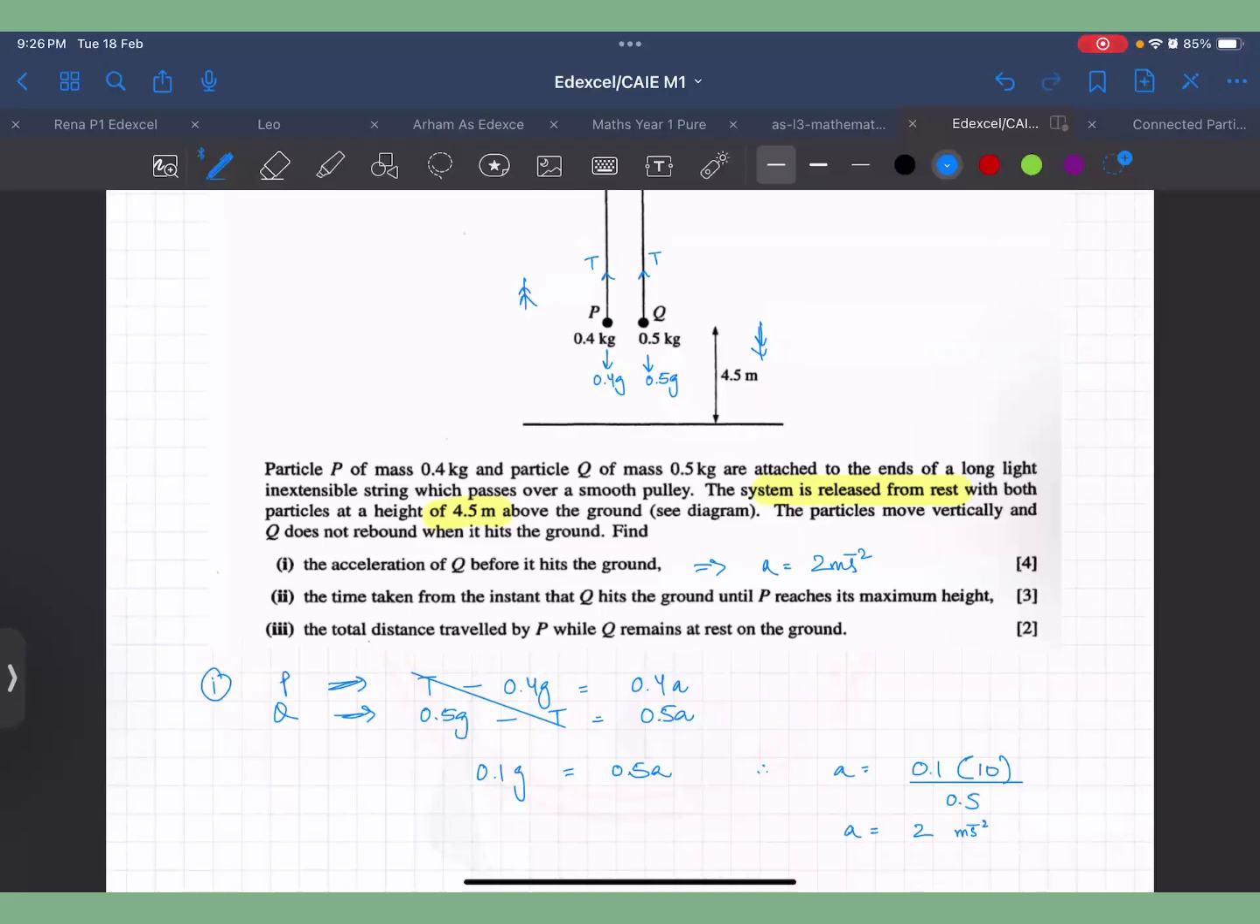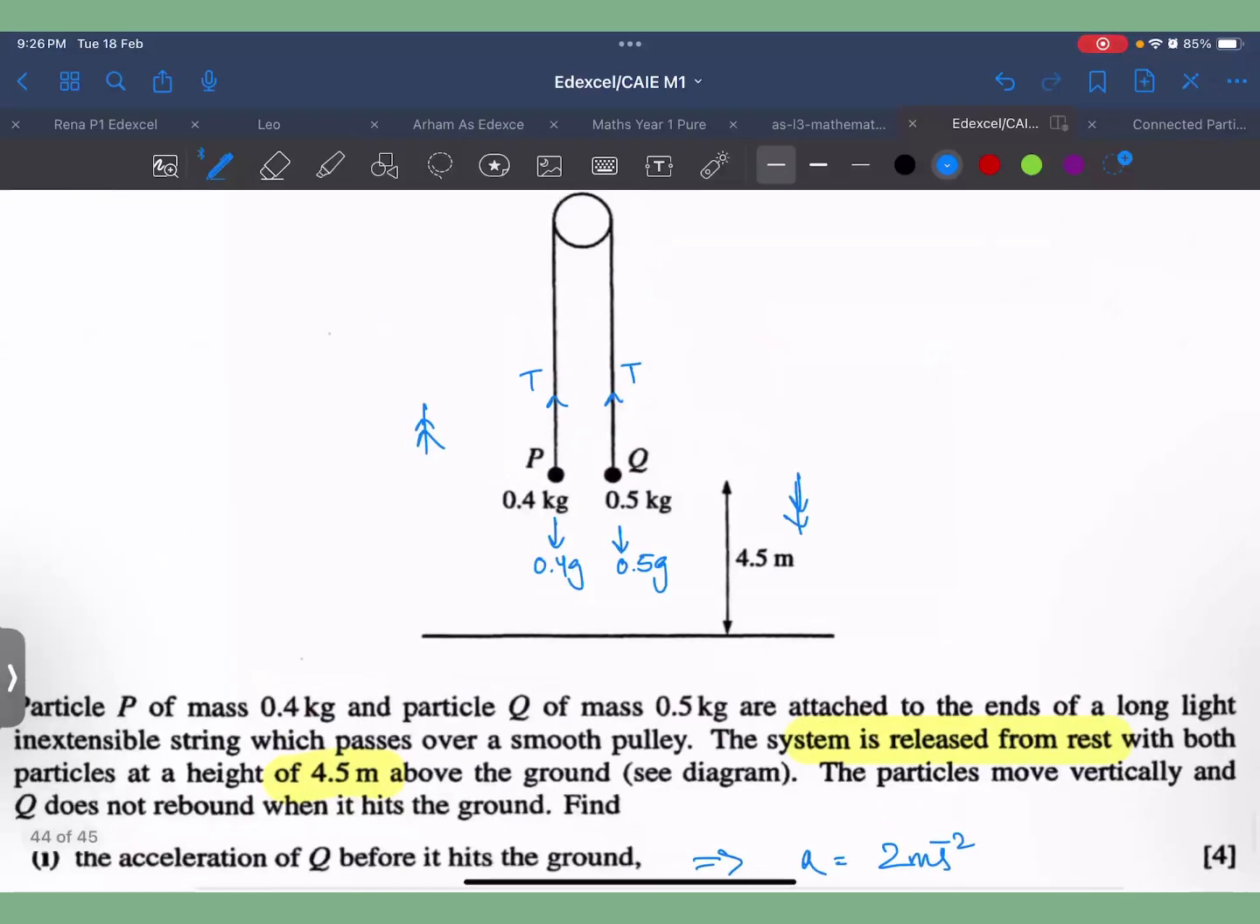The time taken from the instant that Q hits the ground until P reaches its maximum height. This is the same question which I gave you in the first class. So P is going to move down 4.5 meters, and then Q would be going up the same distance. As long as they were connected, they move the same displacement but in the opposite direction.